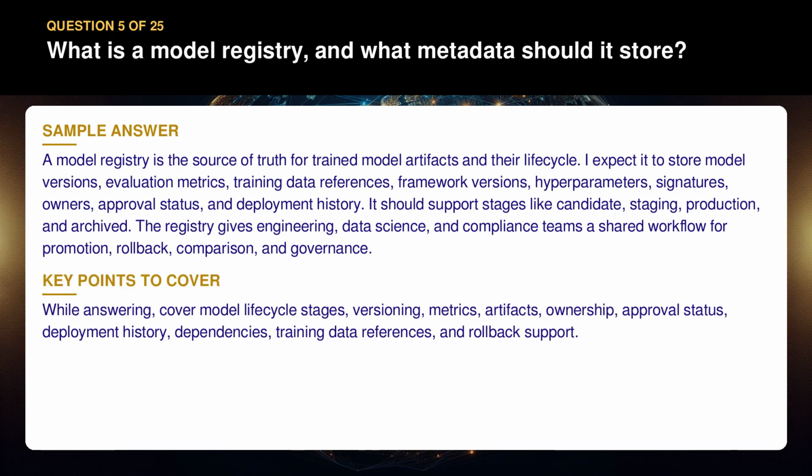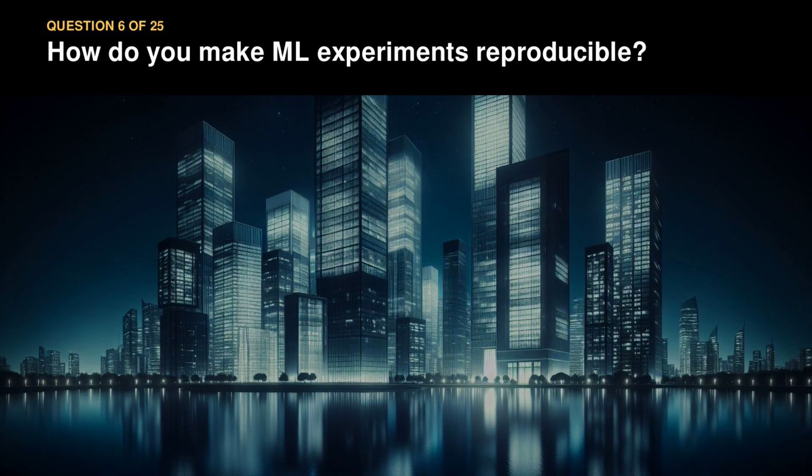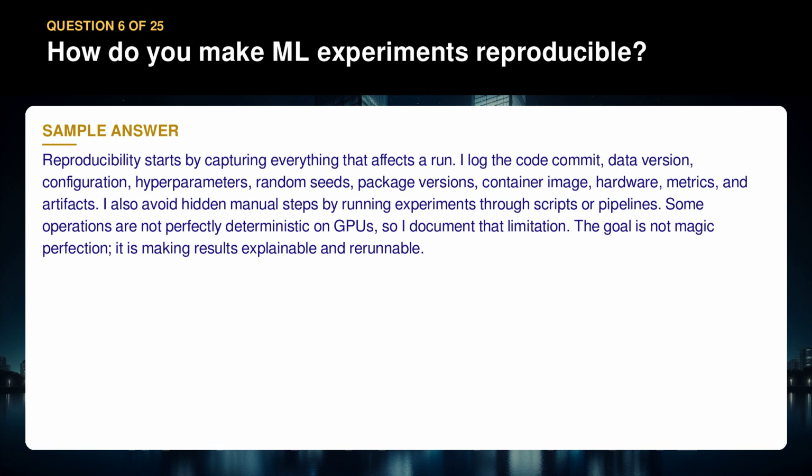While answering, cover model lifecycle stages, versioning, metrics, artifacts, ownership, approval status, deployment history, dependencies, training data references, and rollback support. Question 6. How do you make ML experiments reproducible? Reproducibility starts by capturing everything that affects a run. I log the code commit, data version, configuration, hyperparameters, random seeds, package versions, container image, hardware, metrics, and artifacts.